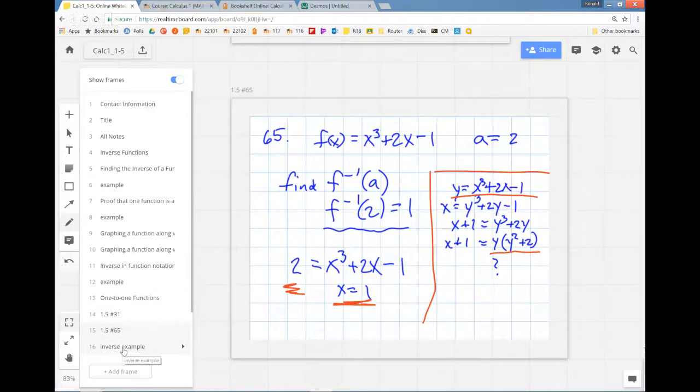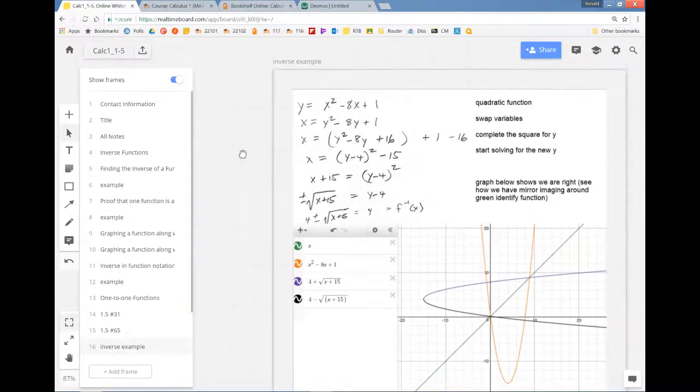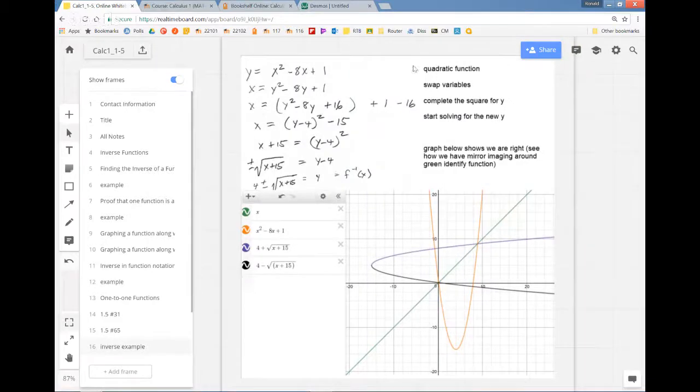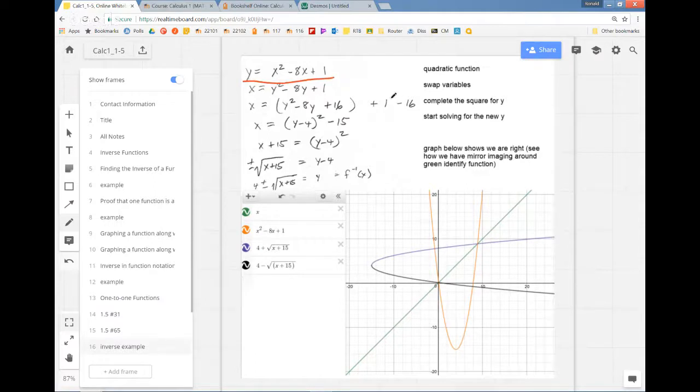Okay, let's see, inverse example. So now let's take a look at this problem. Again, I've got a quadratic here. We start off with y equals x squared minus 8x plus 1. x equals y, so now I just swapped the x and the y in the second line.